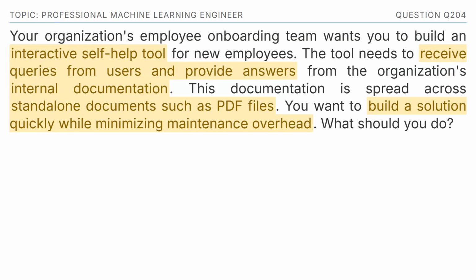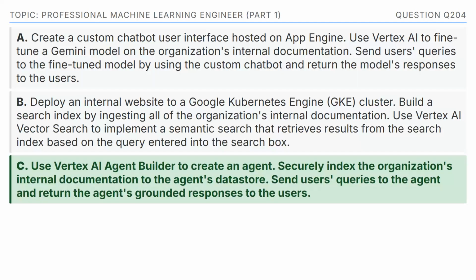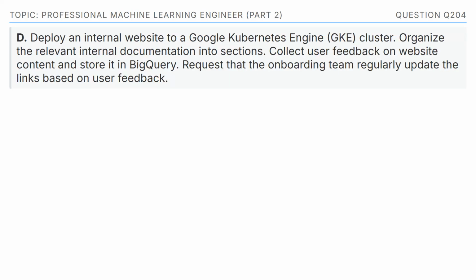To arrive at the correct answer, we focus on the keywords: interactive self-help tool, receive queries from users and provide answers, internal documentation, standalone documents such as PDF files, build a solution quickly while minimizing maintenance overhead. The correct answer is option C, use Vertex AI Agent Builder to create an agent. Securely index the organization's internal documentation to the agent's data store. Send users' queries to the agent and return the agent's grounded responses to the users. View the options on screen.